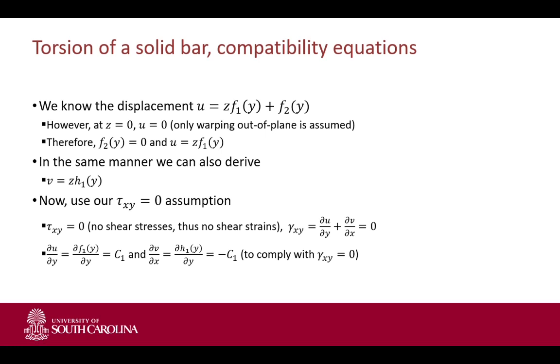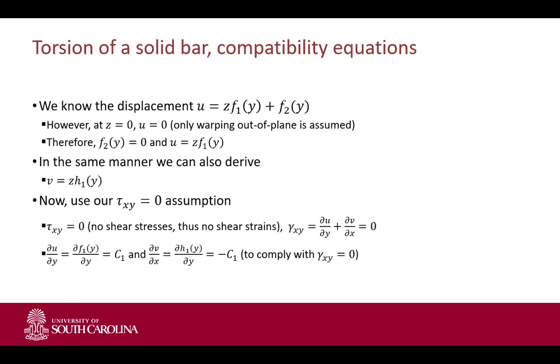And together again, if we use our third assumption that we said basically no shear stresses in the xy plane, this is in addition to our assumption that we didn't have any direct stresses, that sigma x, sigma y, sigma z is equal to 0, and tau xy is equal to 0. If this must be true, then we also have no shear strains. And if we have no shear strains, then partial u over partial y plus partial v over partial x must be equal to 0.